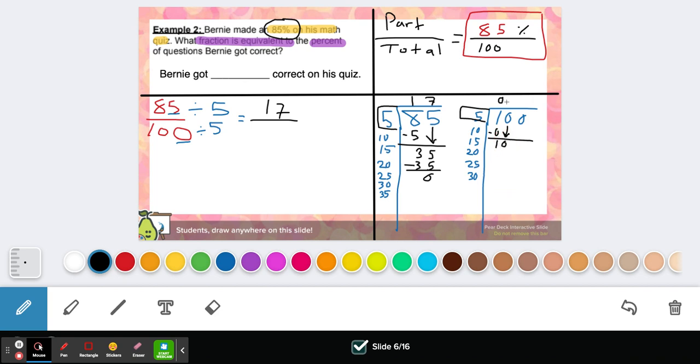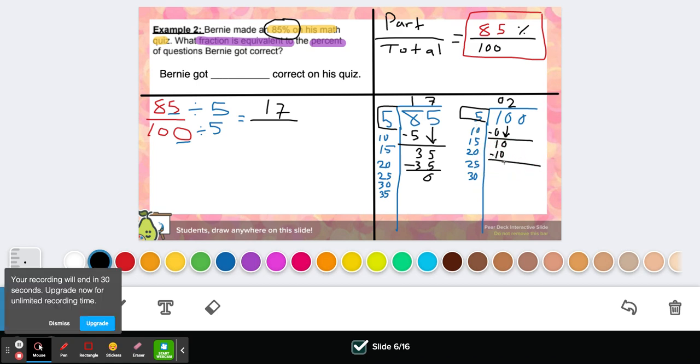5 can go into 10 two times. 5 times 2 is 10. I subtract, I get 0. I need to bring down the 0 right here. 5 can go into 0 zero times. 5 times 0 is 0. I subtract and I get 0. So this is 20. I cannot simplify any further, so this is going to be 17 over 20, my answer.